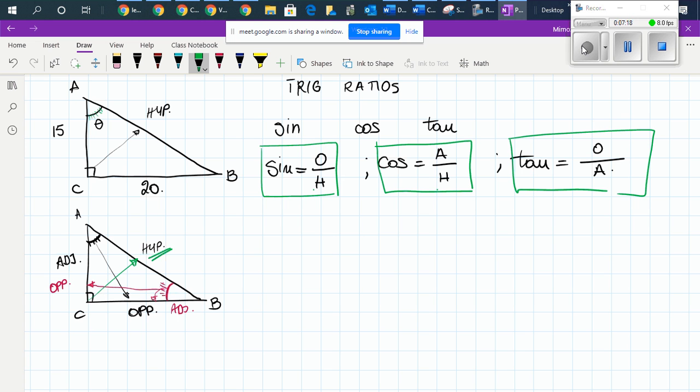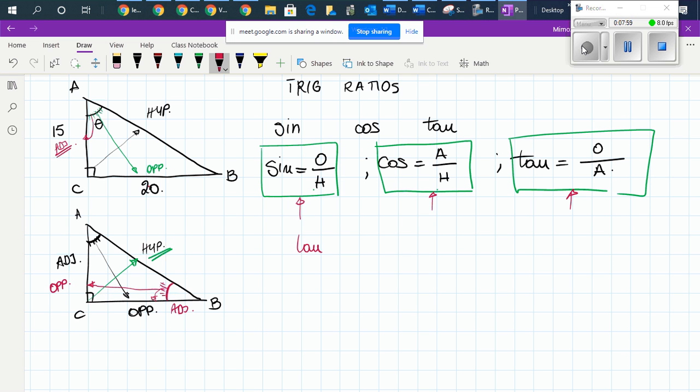In this case, the 20 is the opposite of angle theta. And what is given here is the 15, which is the adjacent of angle theta. The question that we ask is, what is the trig ratio that relates opposite and adjacent? Is it sine, cosine, or tangent? The answer here will be tangent.